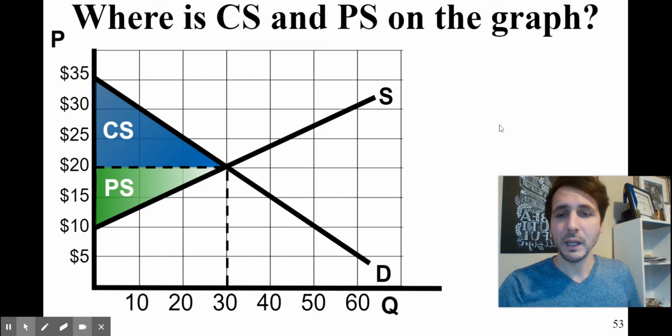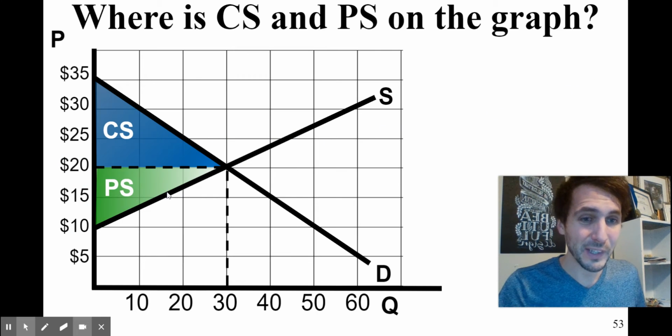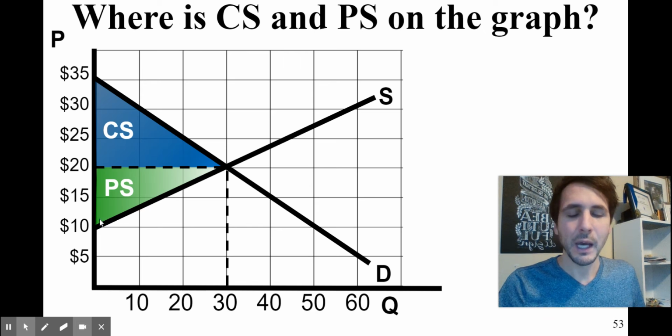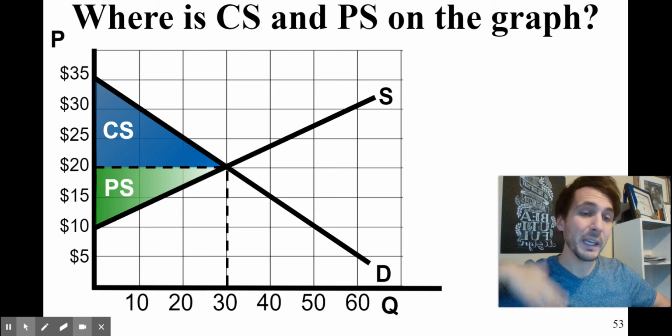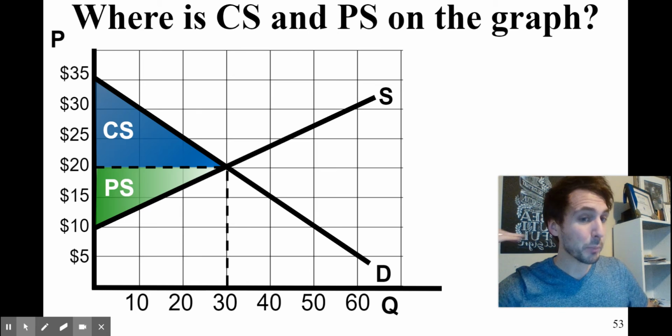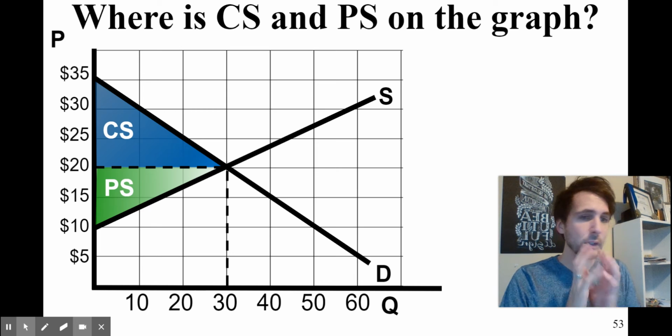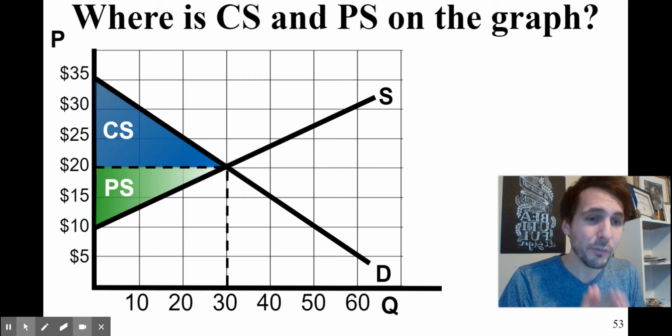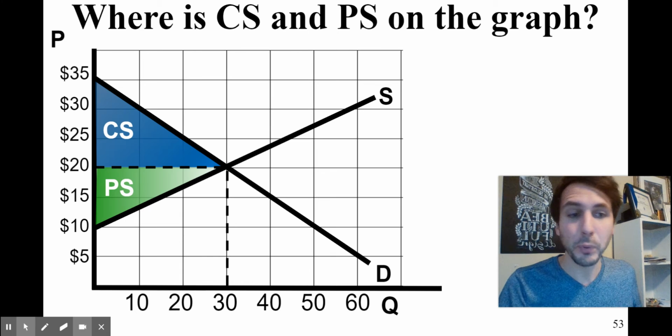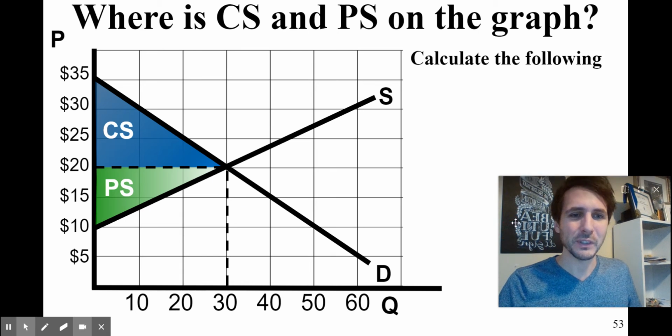So put it all together, and you have producer surplus looks like this: below price, above supply. If you remember, consumer surplus is below demand, above price, and producer surplus is below price, above supply. Then no matter how complicated this gets, you are going to be able to identify consumer and producer surplus, which will get you a lot of nice points on the AP microeconomics exam.